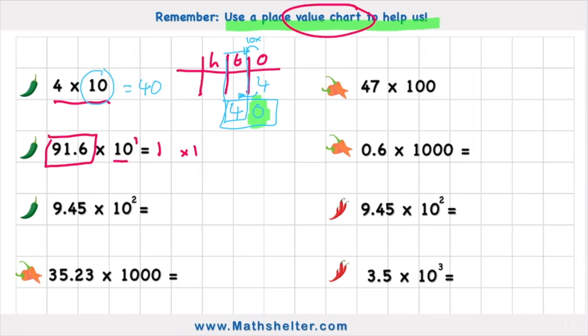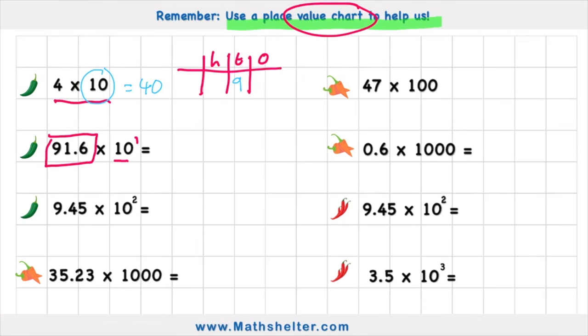But we don't often put the power of 1, we usually start with powers of 2. So again, let's put my 91.6 inside my place value chart, and I would have 9 tens, 1 one, and this time I'm going to need decimal places. So I'm going to have my tenths column and my decimal point. So my decimal point would sit down the line just like that. So 91.6 would look very much like this in my place value chart, and as I'm multiplying it by 10 to the power of 1, all I'm doing is shifting these digits one place again.